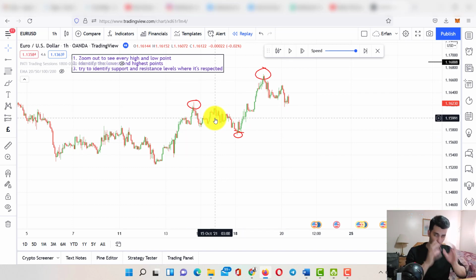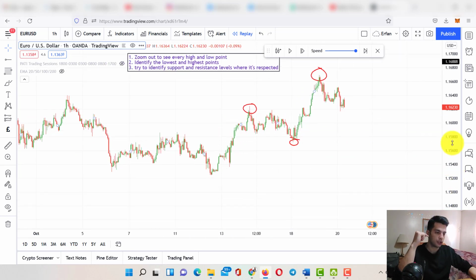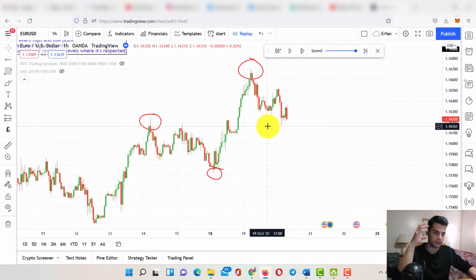Whatever line you draw, it has to be touched at least 2 to 3 times. For more confirmation, 3 times. But as I said, it's not 100% guaranteed that you can take the position, because it's all about the liquidity grab.